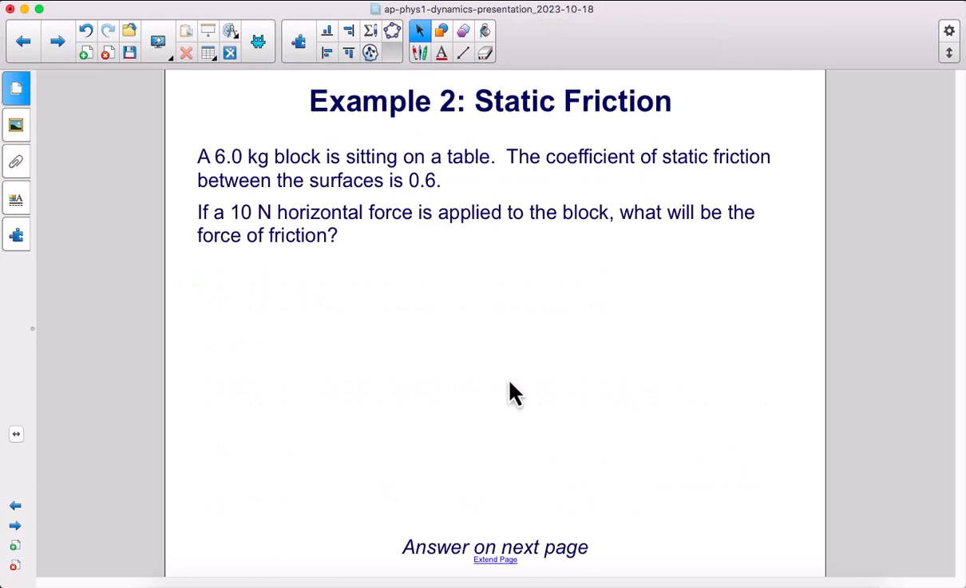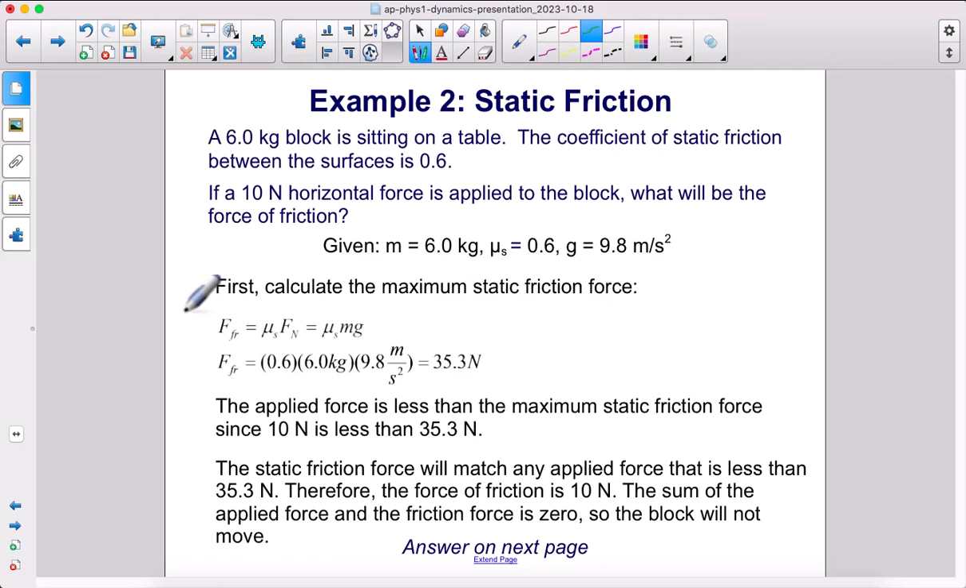A 6-kilogram block is sitting on a table. The coefficient of static friction between the surfaces is 0.6. If a 10-newton horizontal force is applied to the block, what will be the force of friction? First, calculate the maximum static friction force. We use our equation for friction, set that inequality to an equal, then our normal force will be mg since we're on a horizontal surface. Plug in our numbers and we get a maximum static friction force of 35.3 newtons.